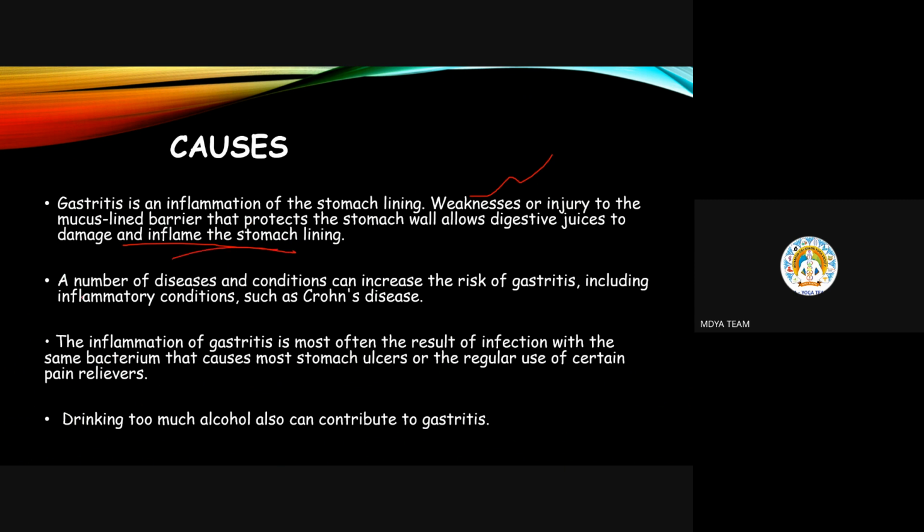A number of diseases and conditions can increase our risk of gastritis. That includes inflammatory conditions, any condition which leads to inflammation, such as Crohn's disease. What is Crohn's disease? It is a severe disease involving inflammation of the abdominal linings. Gastritis is most often the result of infection with the same bacteria that causes most stomach ulcers.